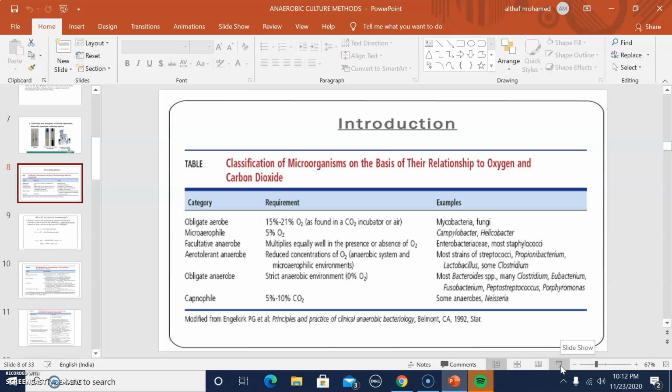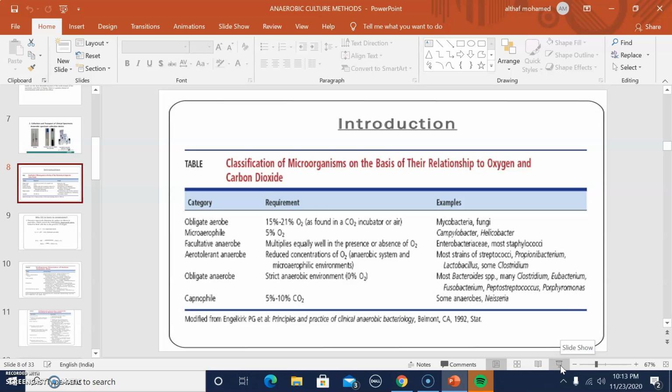Before describing the other methods, I want to describe some more important points concerning anaerobic culture methods. That is, the different classifications of microorganisms on the basis of their relationship to oxygen and carbon dioxide. First we will go through these points, then we can discuss the different methods. Already I have discussed the McIntosh and Fildes jar, candle jar, and also the vacuum desiccator. After describing this, we can discuss the rest of the culture methods.